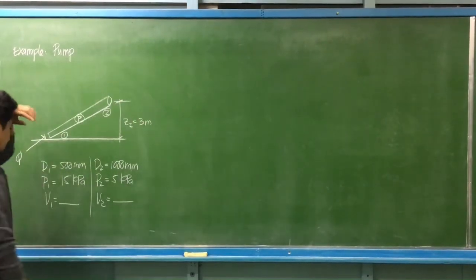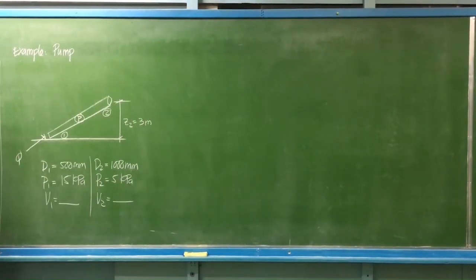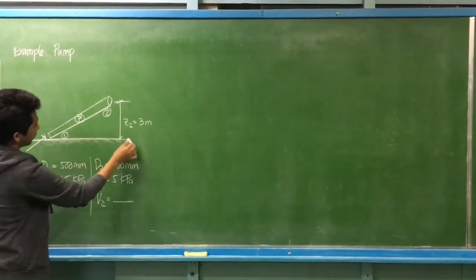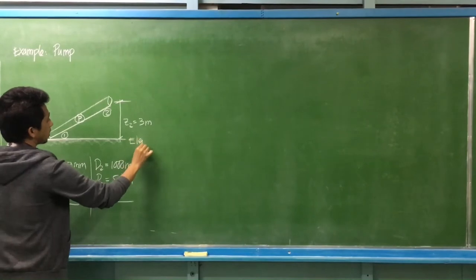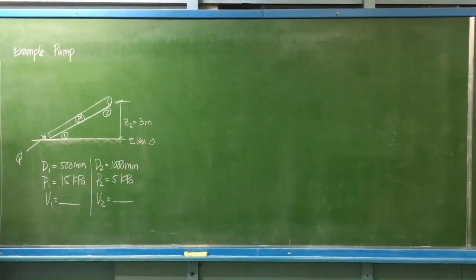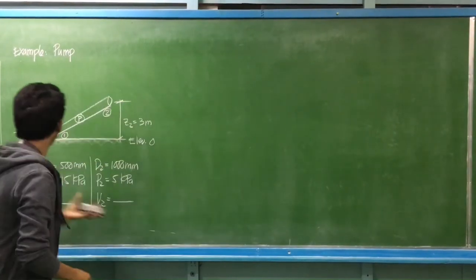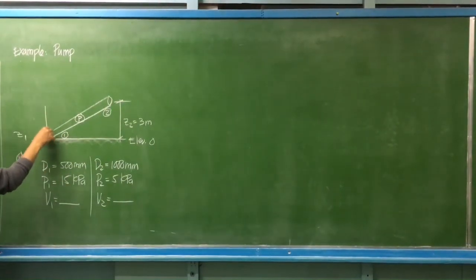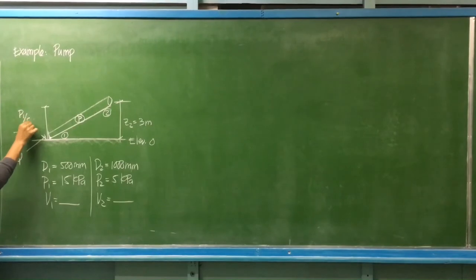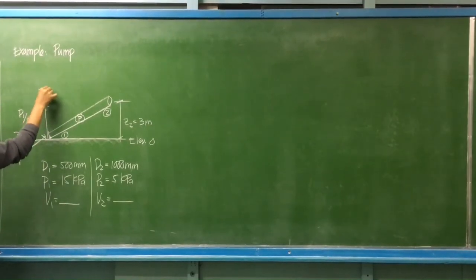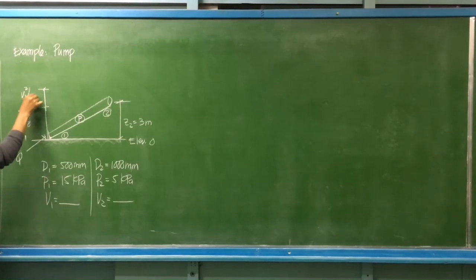Ano ba yung itsura ng energy equation natin kapag merong involved na pump? So again, we don't have the elevations, so gawin natin ito as elevation 0. Yun na yung ating reference. So starting with point 1 again, this is the elevation at point 1. Supposedly, paakyat yung tubig. For example, dito yung ating pressure head at 1, P1 over gamma. Then the next one is the velocity head, V1 squared over 2g.